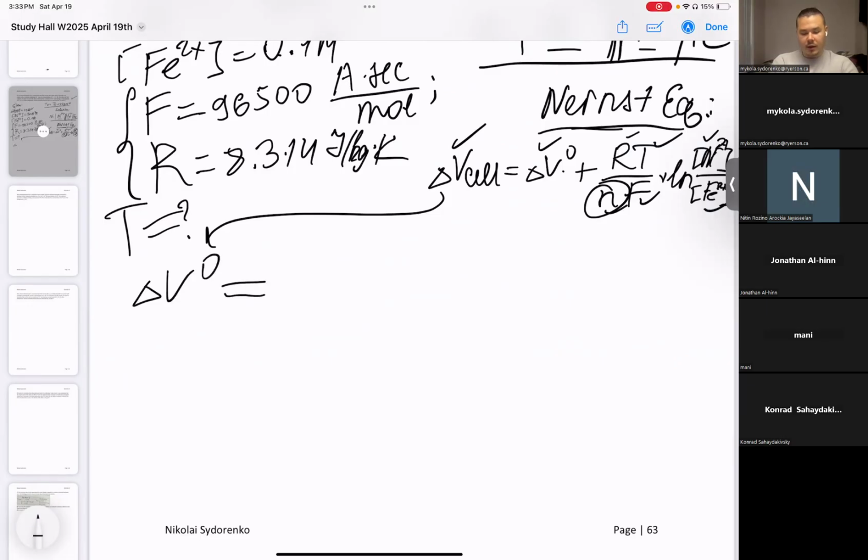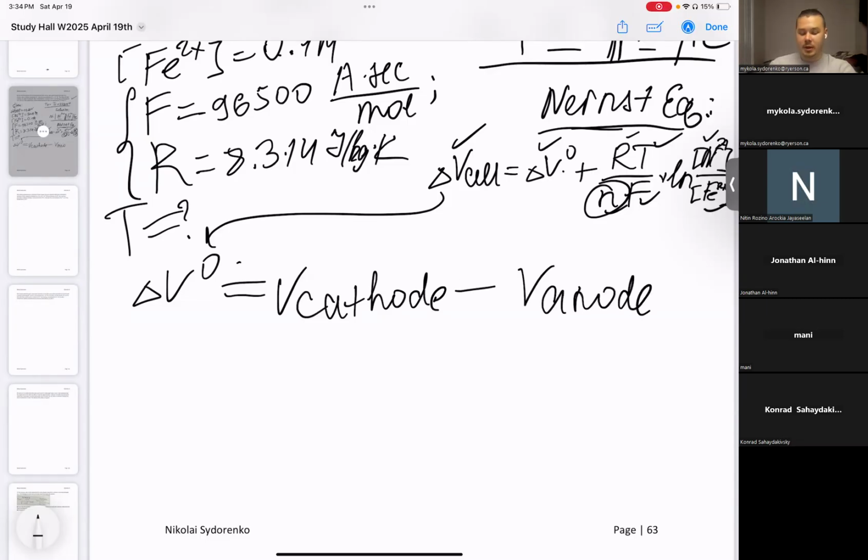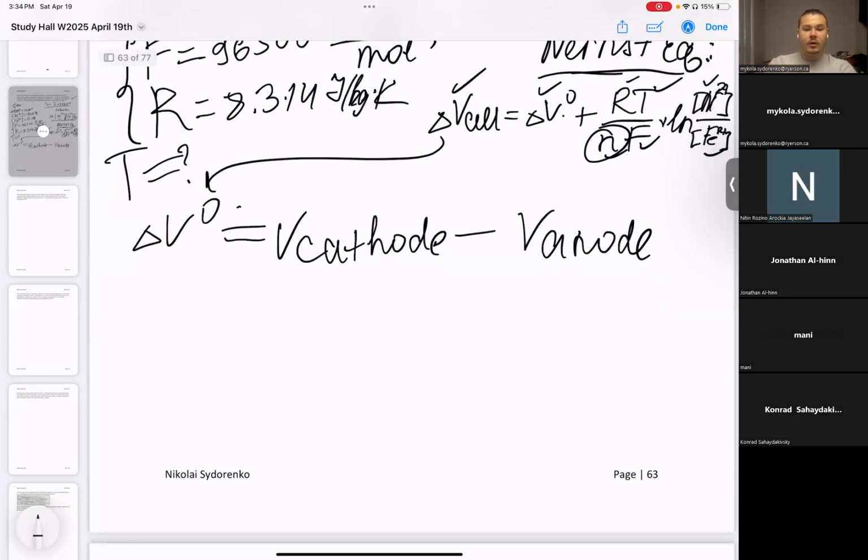Delta V naught is the electromotive difference of the elements, not the entire system. So we have to utilize the table that I mentioned. When you see the zero in the power, that means you have to use the elements and their natural susceptibility to give up electrons, in terms of volts. Delta V naught is always the voltage of the cathode minus the voltage of the anode. Please remember that.